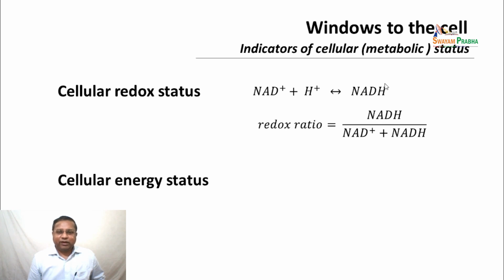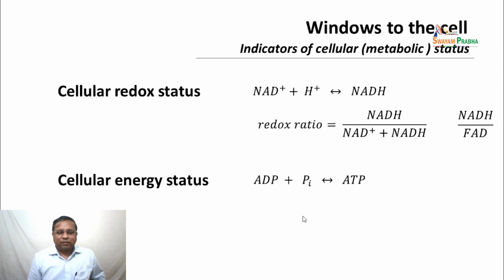We have already seen that NADH fluorescence can be used to monitor the cell concentration, because the intensity of NADH fluorescence can be directly linked to cell concentration. Here it is the redox ratio, the NADH divided by the total NADH pool, which consists of NAD plus and NADH. Okay, this is the redox ratio. Similarly, in some situations, the ratio of NADH to flavin adenine dinucleotide, another important such molecule, is also taken to be the redox ratio.